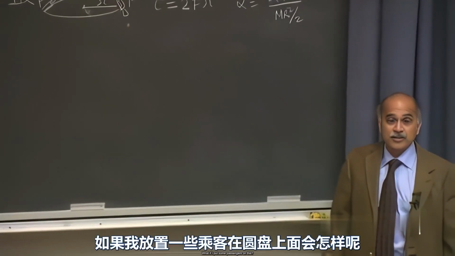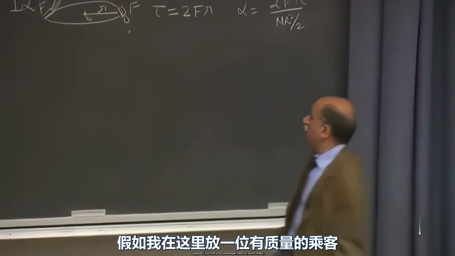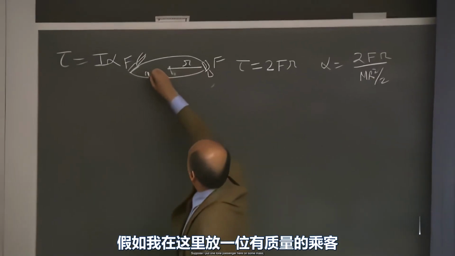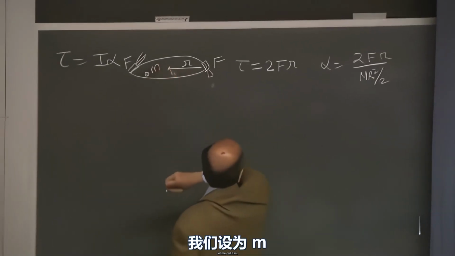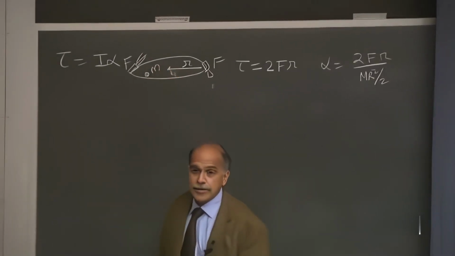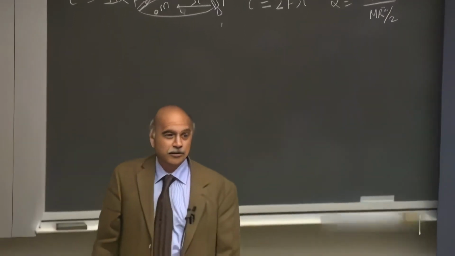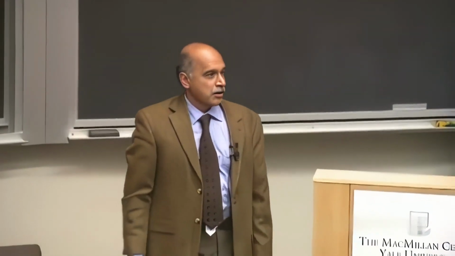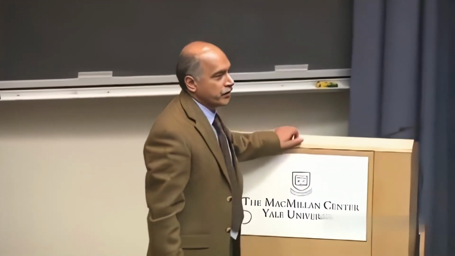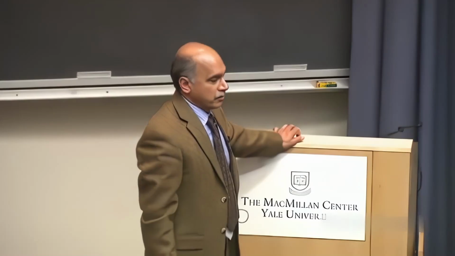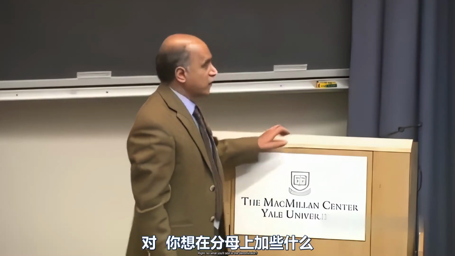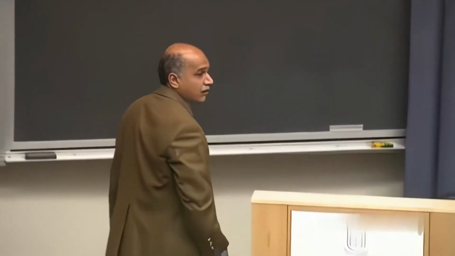What if I put some passengers on this? Suppose I put one lone passenger here of some mass. Let me call it little f. Then what happens? You like to guess? Yeah, you could add the moment of inertia of just the point mass some distance away from the center of mass. Right. So what should I add to the denominator? Would that just be mr squared? Yes.